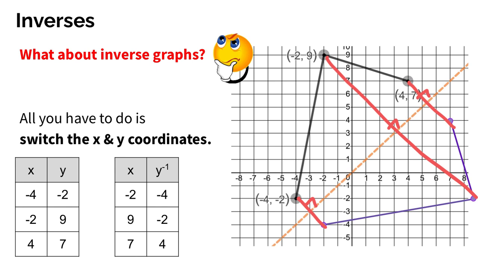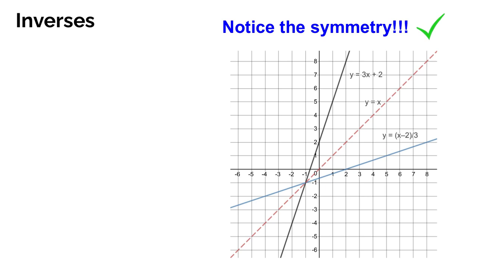I'm going to show you just a couple of other graphs. So here's another example of two graphs that are inverses of each other. We've got the equation for the line y equals 3x plus 2, and then we've got the equation for the line y equals (x minus 2) over 3, and you can see that these two are symmetrical over this red dotted line this time. So they are symmetrical over that.